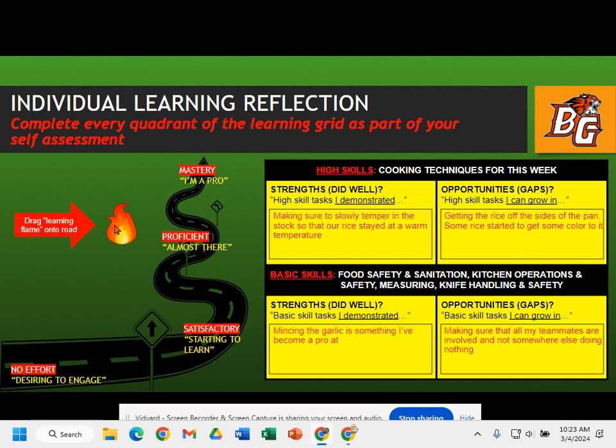And then the learning flame here would simply get dragged to anywhere on the road. So that's a requirement for this slide, is to take this flame and move it over to somewhere on the road where you felt like you landed. You're almost there, you're proficient, or you're a pro, you're mastery. You put the learning flame where you want to drop it. So there's a little directional right here, drag learning flame onto the road.